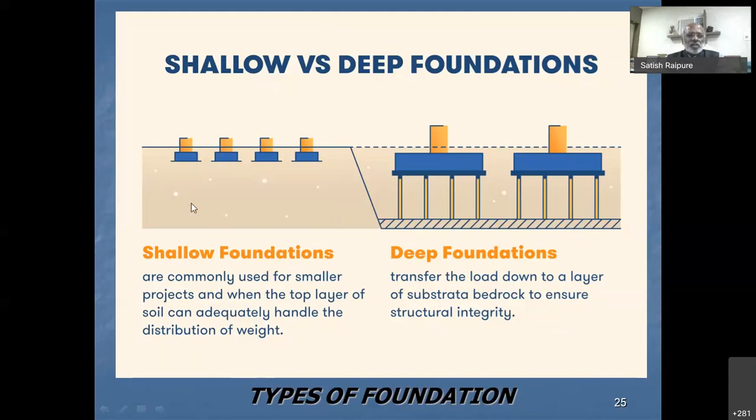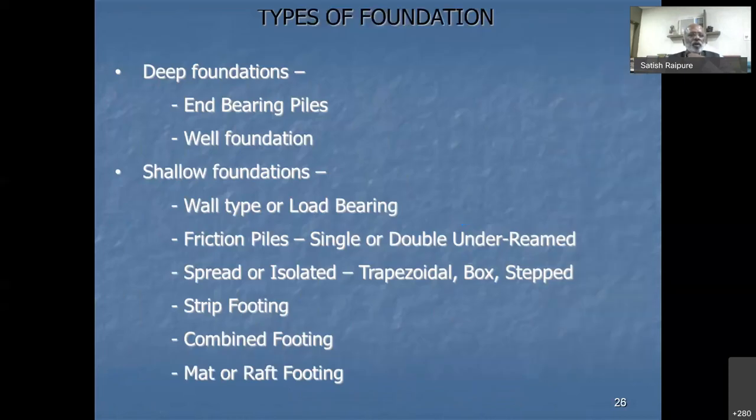Mainly for buildings, shallow foundations are preferred, and for bridges and buildings with very heavy loading and where the strata is not proper, we go for pile foundations. The deep foundations are the end bearing piles and the well foundation. Earlier, both these types of foundations were utilized in providing foundations to specially bridged structures. But nowadays, in multi-storied buildings, end-bearing piles are quite preferred.